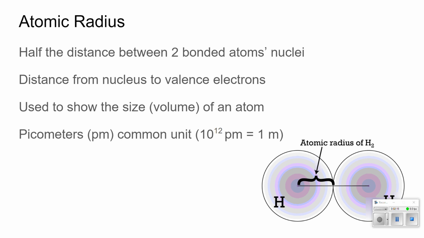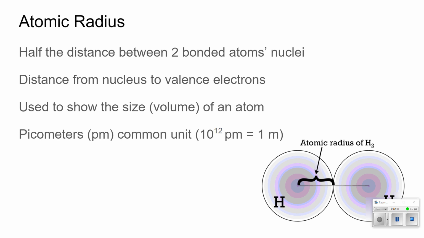Because if something has a small radius, I mean, this is just like a circle, radius, middle to the outside. Something with a small radius has a small size. Something with a large radius has a large size. So really, the atomic radius is the distance from the nucleus to the valence electrons. And we use this to show the size of the atom.